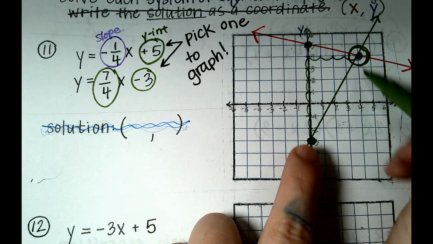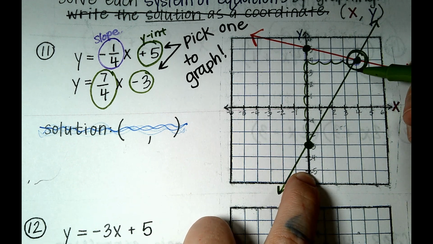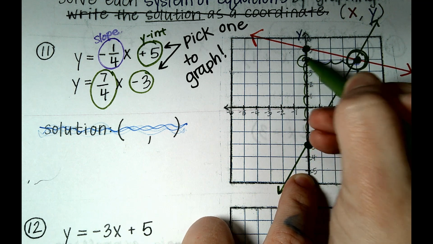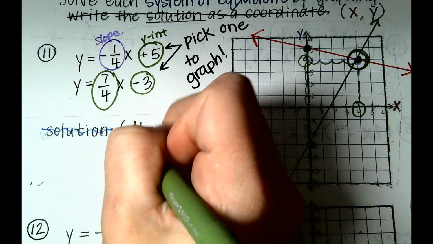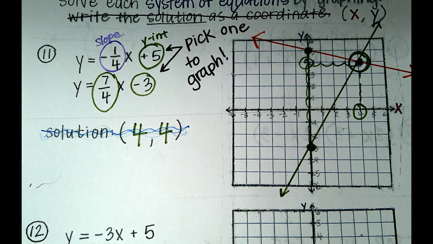Our solution is just this coordinate where they cross. So our x value is 4. Our y value is also 4. So the solution would be 4, 4. You do not have to do that, but you can.